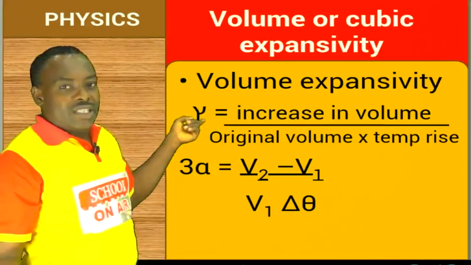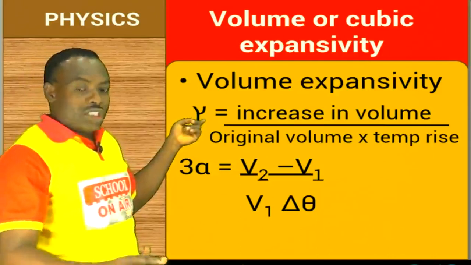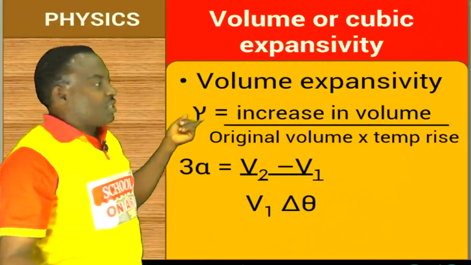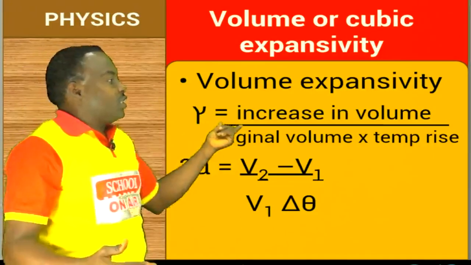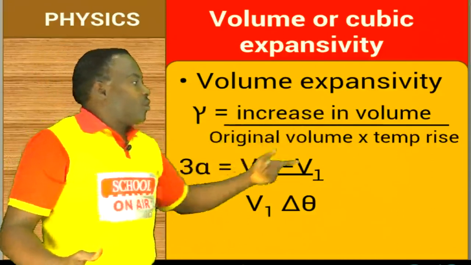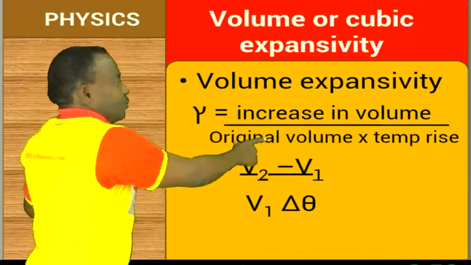That is the standard in physics. It's not peculiar to any part of school or nation or anything. Volume expansivity is denoted by gamma. Gamma, volume expansivity, equals increase in volume all over what? The original volume times rise in temperature.